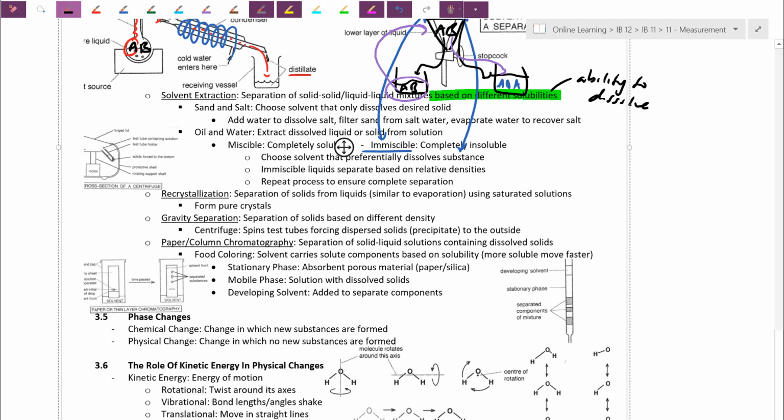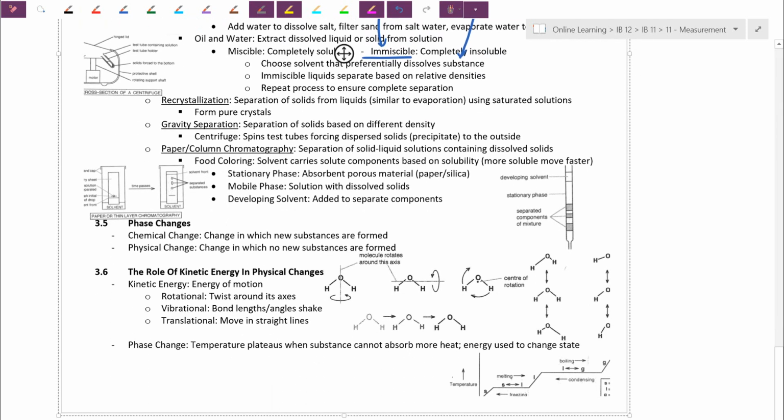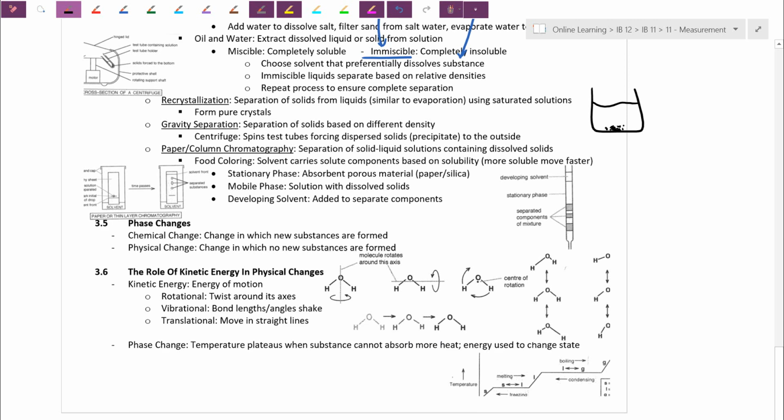done solvent extraction. This recrystallization method here isn't overly clear, but basically the idea is, especially in organic chemistry, when we end up producing a chemical, we've gone through maybe 10 steps in order to create some crystals, create some chemicals. Unfortunately, the chemicals that we created here could potentially be impure.